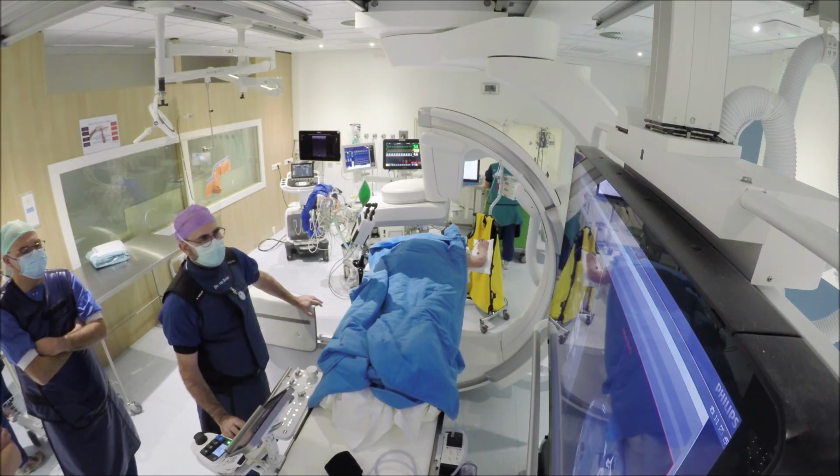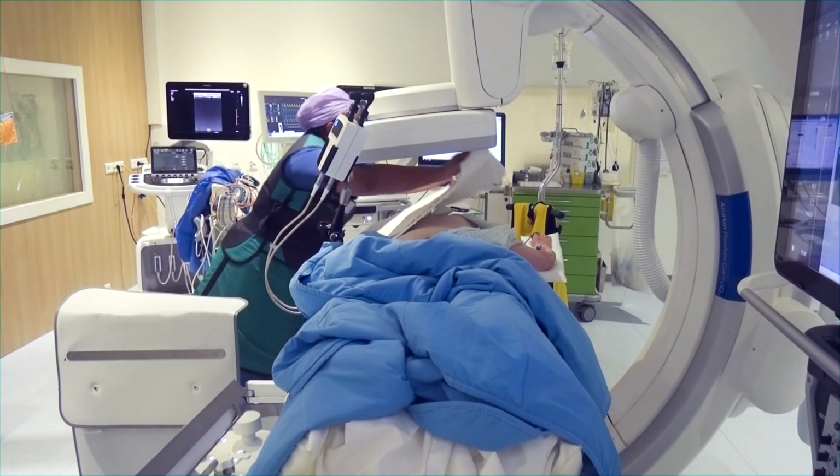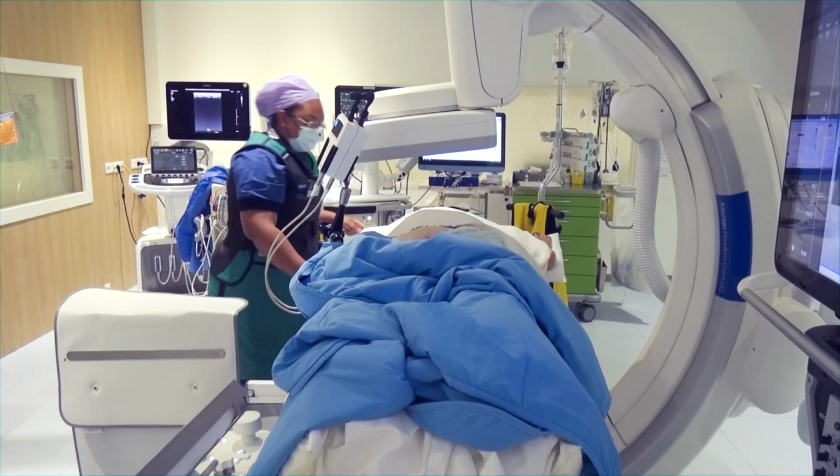A final check is performed to make sure that the entire tumor volume is sufficiently covered and that the needles have a safe and proper trajectory. And then it's time to start preparing the patient.